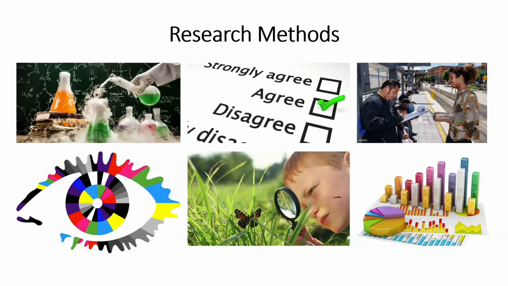For example, experiments are something that sociologists quite rarely do. That's far more common in psychology, whereas sociologists are far more likely to use questionnaires and social surveys to gather information. Interviews are another common research method used by sociologists, as is observation. Some sociologists also use secondary sources of data, for example, official statistics or historical documents.